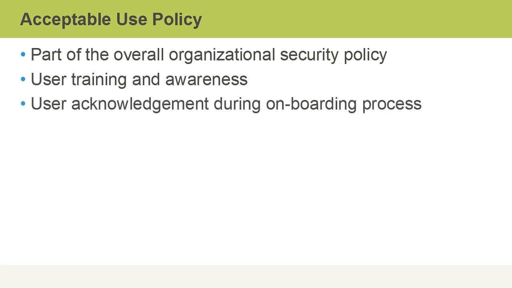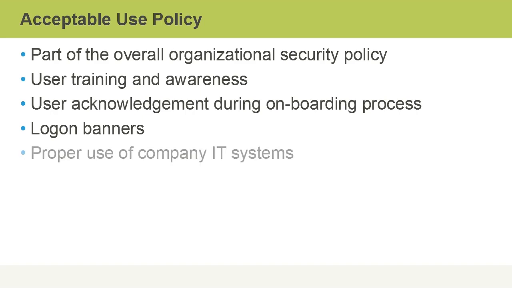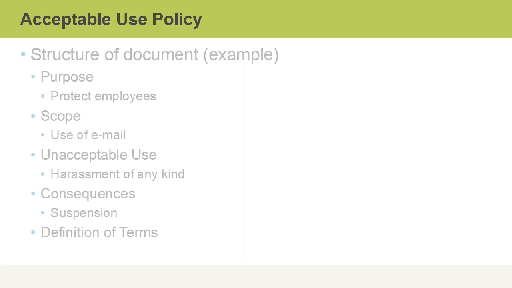There needs to be user acknowledgement of acceptable use policies for IT systems during the employee onboarding process when they're newly hired. We might also consider the use of logon banners on our devices on the network, including Windows and Linux workstations, so that prior to user logon, there is a banner or an alert that pops up that states something to the effect that the machine should only be used for business purposes. So, the proper use of IT systems then within the company is part of the acceptable use policy.